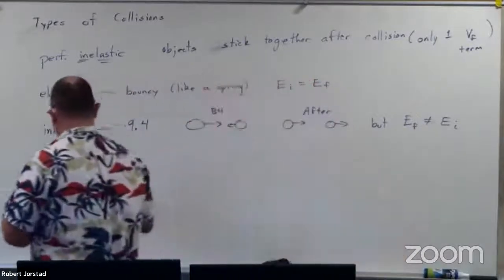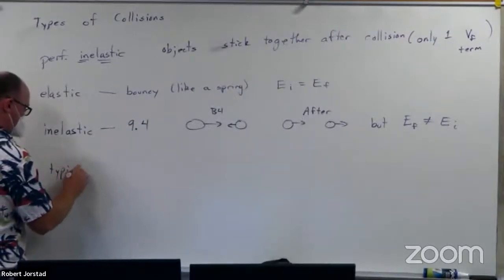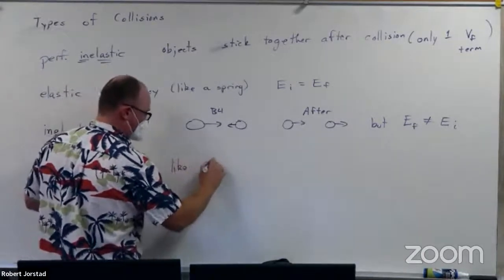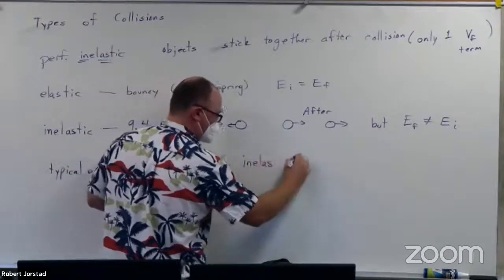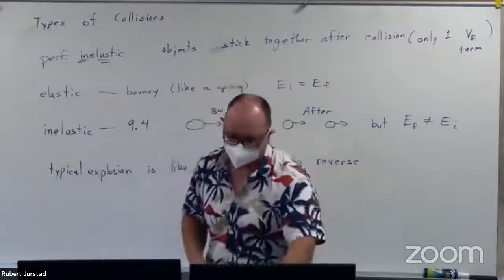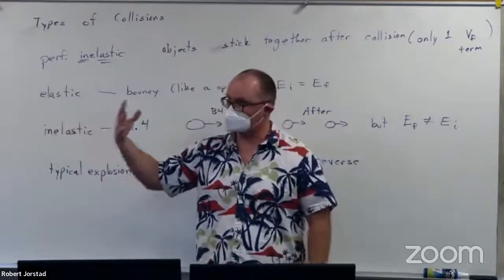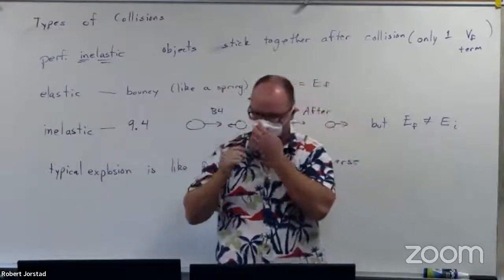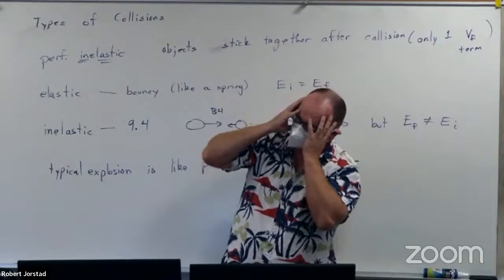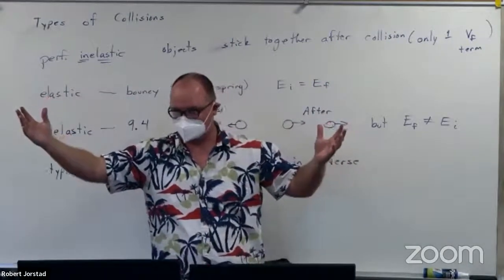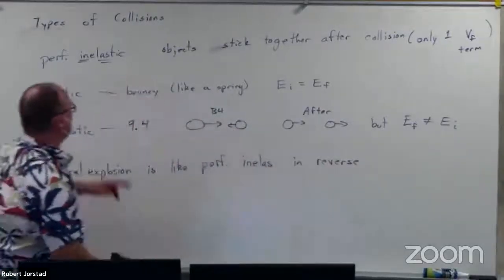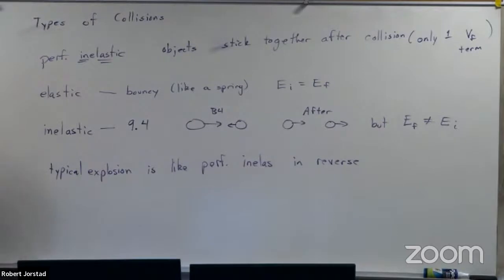Then there's explosions. A typical explosion is like a perfectly inelastic collision in reverse. Imagine somebody throws a pizza at my face and it just wraps around my face and stays on there. That sounds good. If you played the video backwards, the pizza and my face would be one object and then they would separate. That's like an explosion, right? Or if you have a bomb, it starts as one piece and splits into fragments. So that's the opposite of perfectly inelastic. We can not only handle collisions, we can handle explosions.